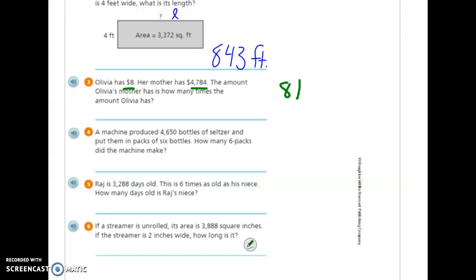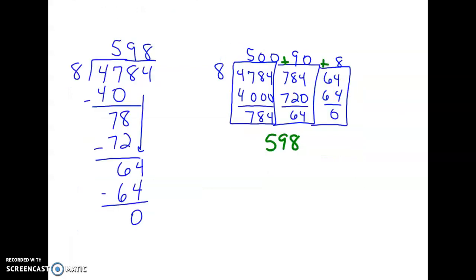So here's how you're going to set your problem up. Go ahead and copy it down either the traditional way, or if you do the box method, make your box, pause, and then when you're done or when you're stuck, turn the video back on. All right, the correct answer is 598. I hope you got it right. If not, take a look at my problem and see if you can figure out where you went wrong, or maybe you got stuck and you just need to look at it.